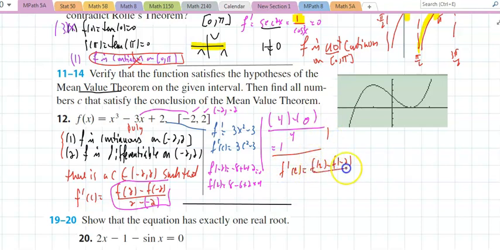So basically, when you say show that f prime of c equals f of 2 minus f of negative 2 divided by 2 minus negative 2, you're saying show that 3x squared minus 3 equals the 1. Well, polynomials I know everything about, specifically quadratics. That means 3x squared equals 4, x squared equals 4/3, x equals plus or minus 2 over radical 3.